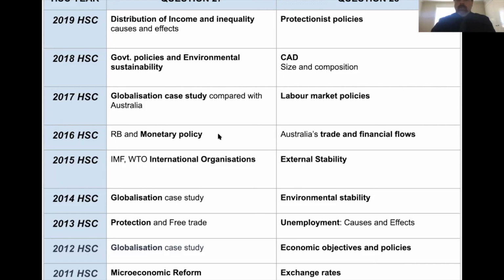Labour market policies, monetary. Interesting, 2015, our international organisations, IMF, etc. I know talking to students that year, that they were sort of steering clear of that and would rather prefer the external stability. And you yourself will know what your strengths are in selecting these questions. Okay, let's move on.